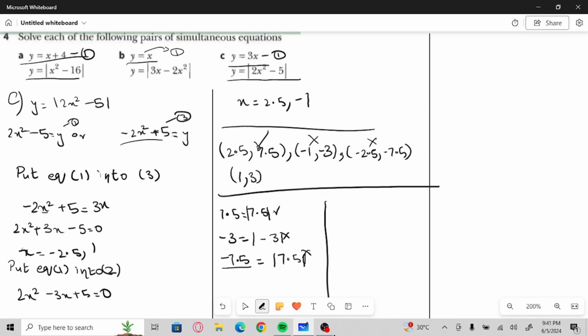For the last set of values, we have 3 and 1. What we'll do in this case is 3 equals 2 multiplied by 1, which is 2, minus 5. That will give us negative 3 in our modulus. But this negative 3 is in a modulus, which will become positive, which means this one is correct. So 1 and 3 are correct. So in the end, we have got the answer to be two coordinates: 1 and 3, and 2.5 and 7.5.